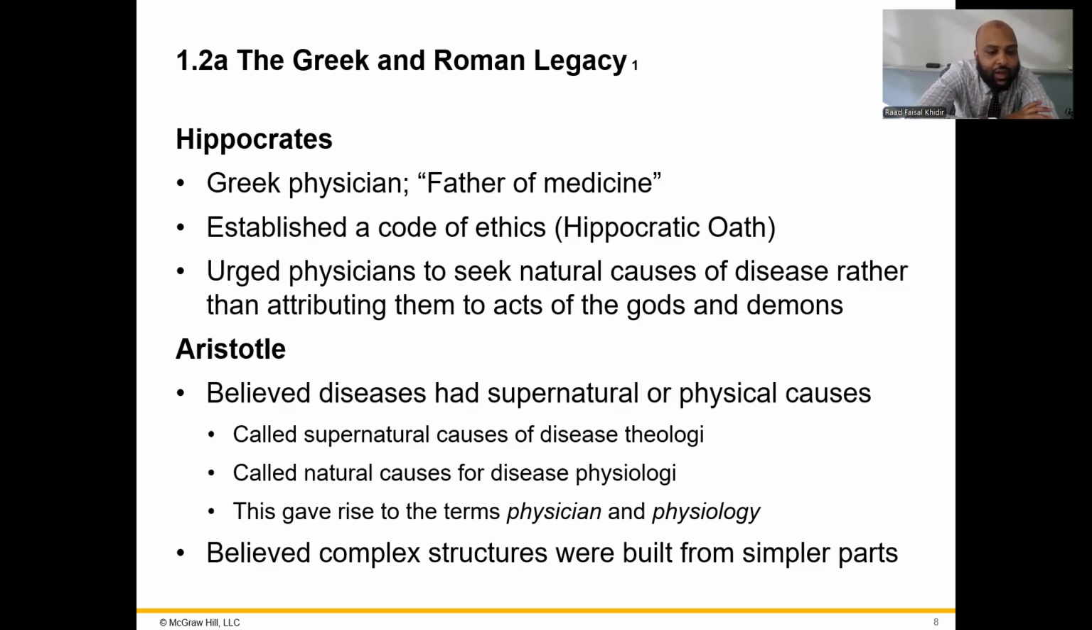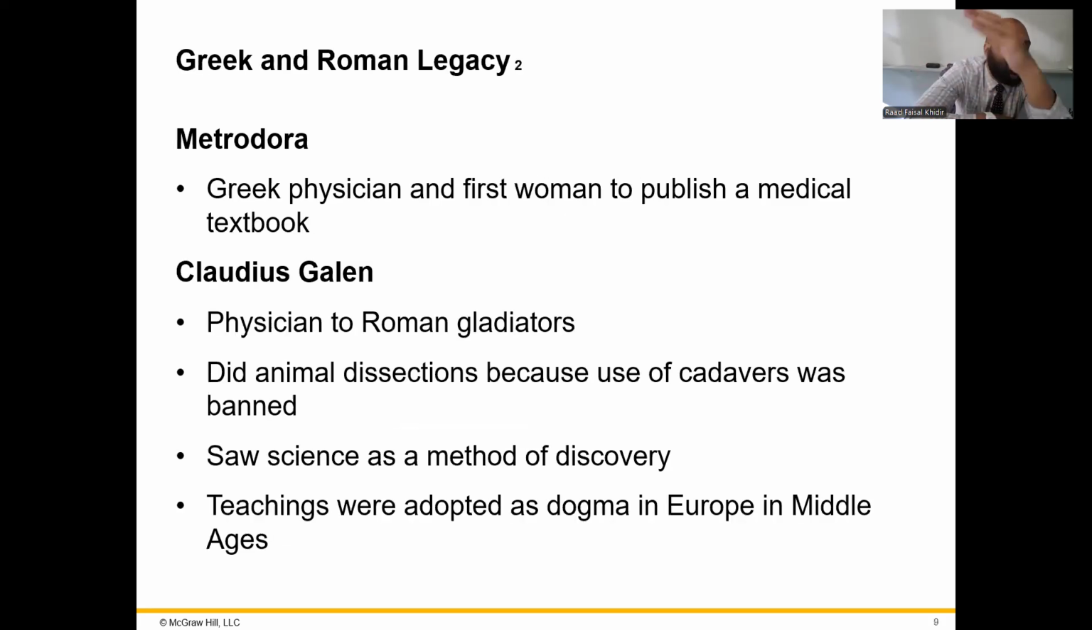And then there is Aristotle, who believed that diseases had supernatural and physical causes. So these are called supernatural causes of disease, theology. So he did believe that there are aspects of disease that cannot be attributed to science. And he believed complex structures were built from simpler ones. So now we're looking at the development of science over the years.